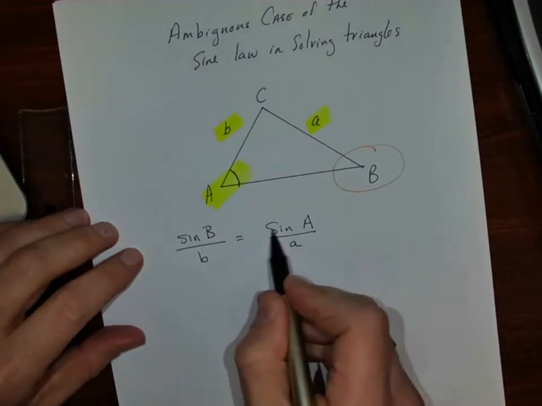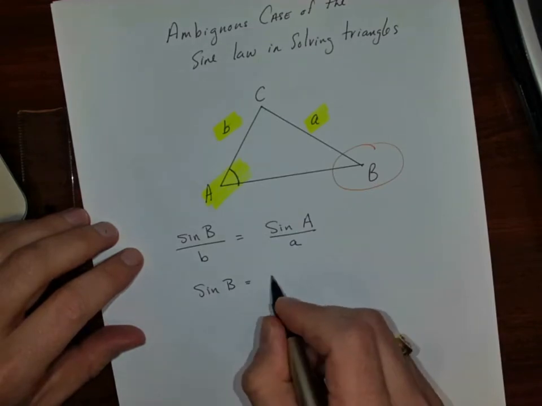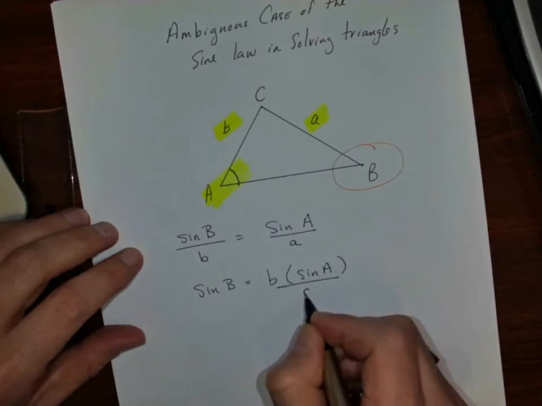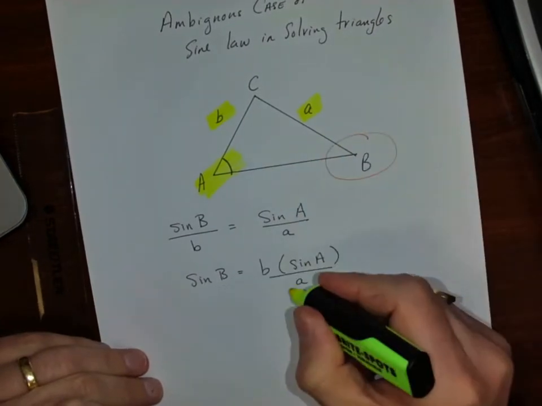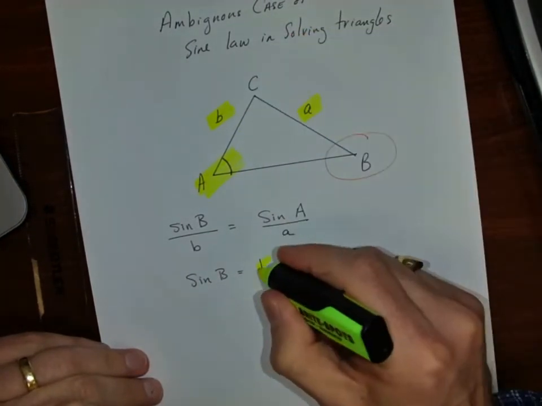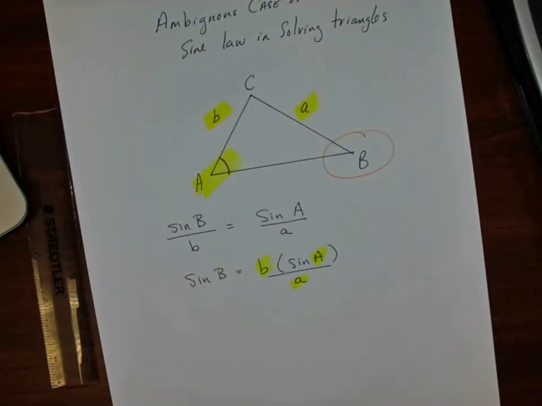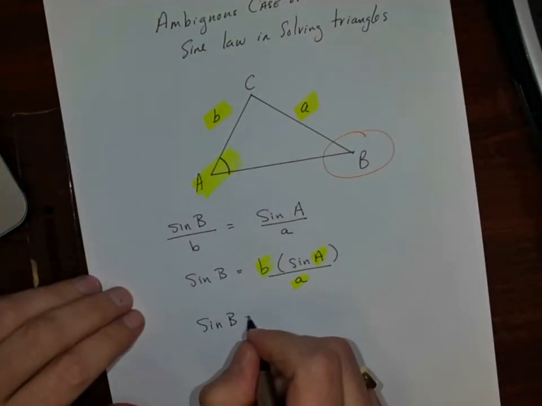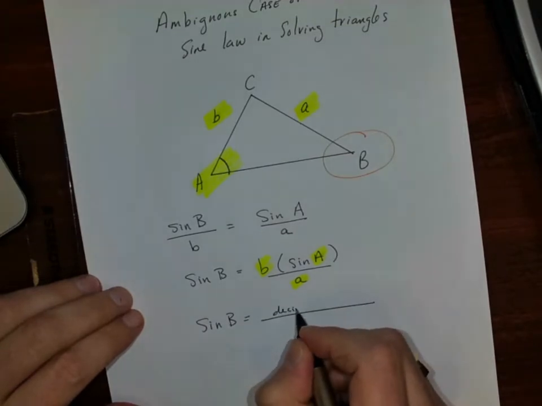Now what's going to happen is this b is going to be moved up here, and you're going to get sine of B equals b sine A, all divided by a. Now remember, these are all values that you're going to have. This value here is going to be there, this value here is going to be there, and this value here is going to go in here, and you use your calculator to get that decimal. What's going to happen is you're going to end up getting the sine of B equaling a decimal. Okay, there's going to be a number here, a decimal number.